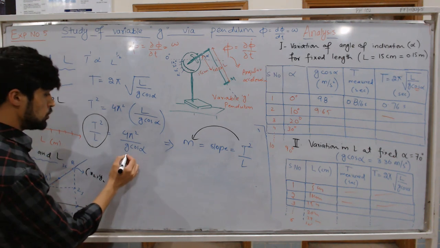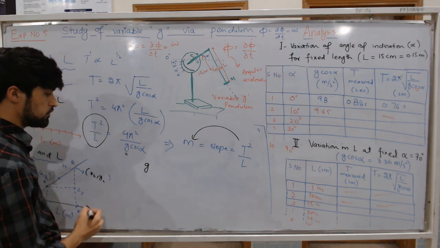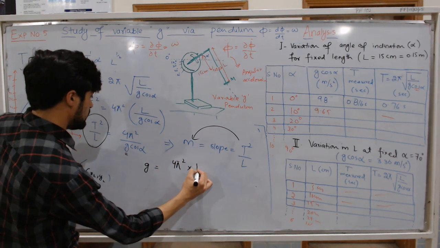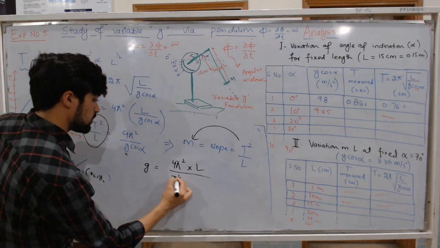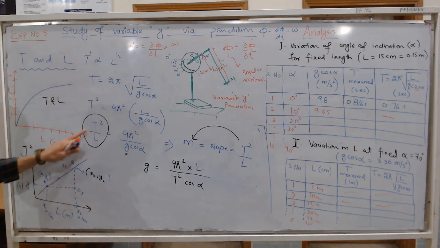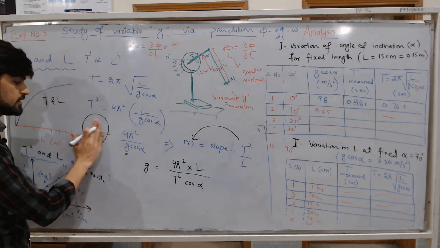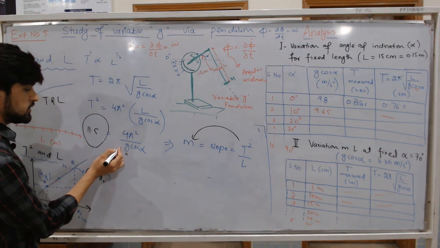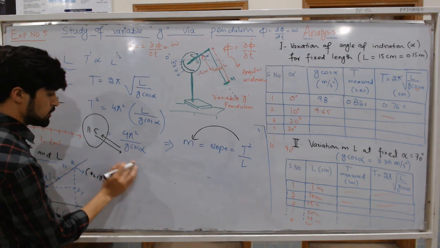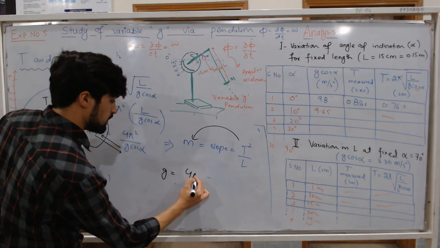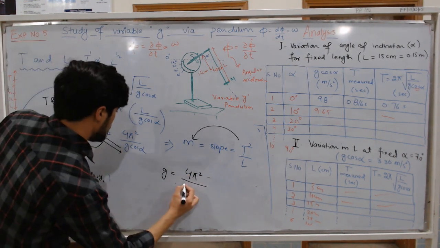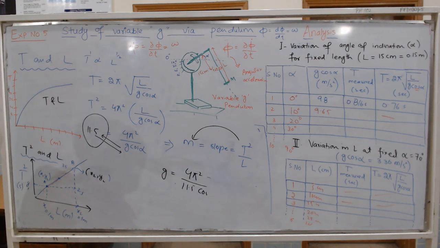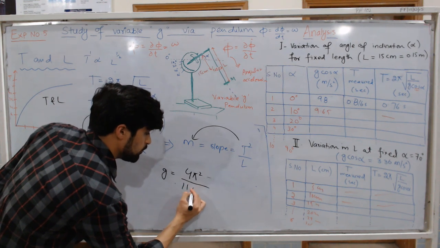So, if this is the slope, you will have to find the value of g. g will be shifted there. This will be equal to 4 pi square into L divided by t square cos of alpha. Or simply, if you have calculated this value, this will be some value. Let's say this value is 11.5, so your equation will be shifted: g is equal to 4 pi square divided by 11.5 cos of alpha. So what will be the value of alpha here?